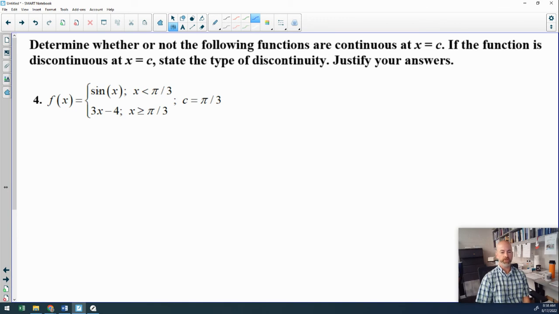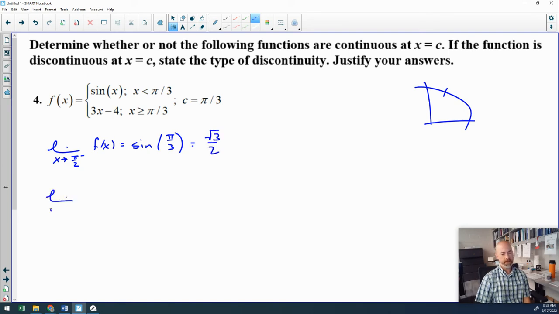Another piecewise function with a lovely trig in here. So we are curious about x equals pi over 3. My left and right sides of pi over 3 are different equations. So once again, the limit as x approaches pi over 3 from the left of f of x is going to be the sine of pi over 3. And I fully expect my students to be able to do that without a calculator. You need to know that unit circle. Pi over 3 is up here. Your sine is going to be root 3 over 2.